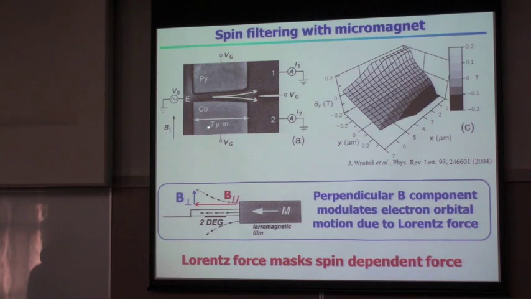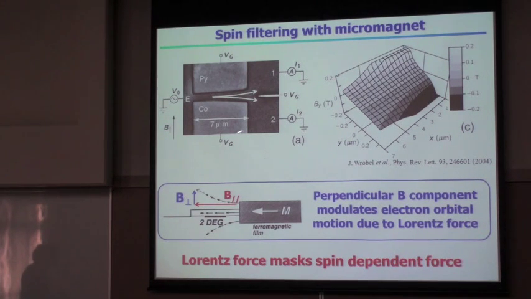And these two are ferromagnets based on permalloy and cobalt. And since the saturation magnetizations of these two materials are different, we can generate a stray field gradient along this direction, the y direction. So this is a calculated stray field in this system along the y direction and also the x direction.